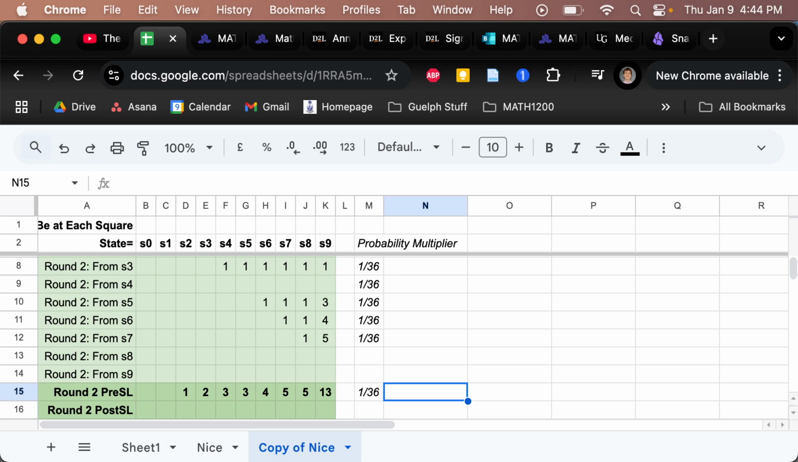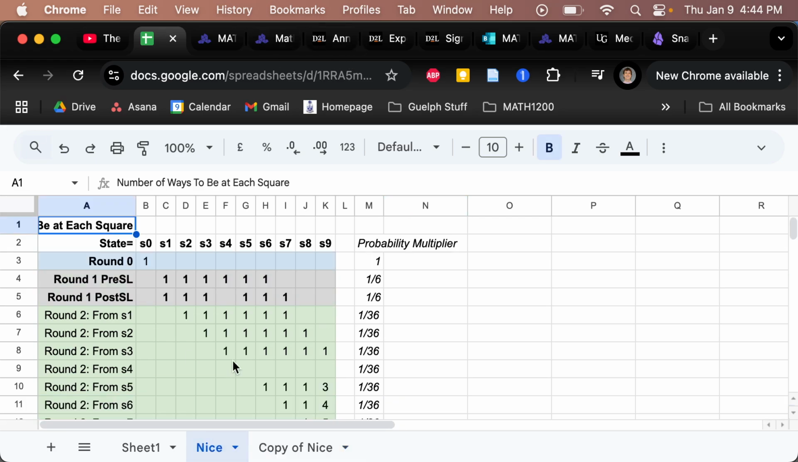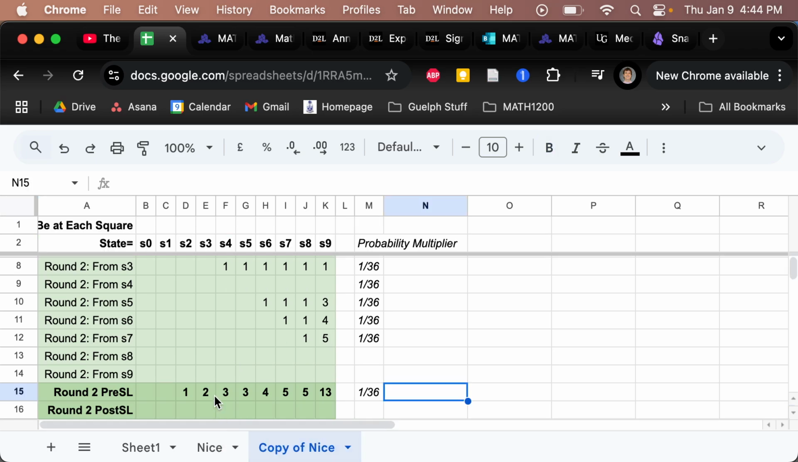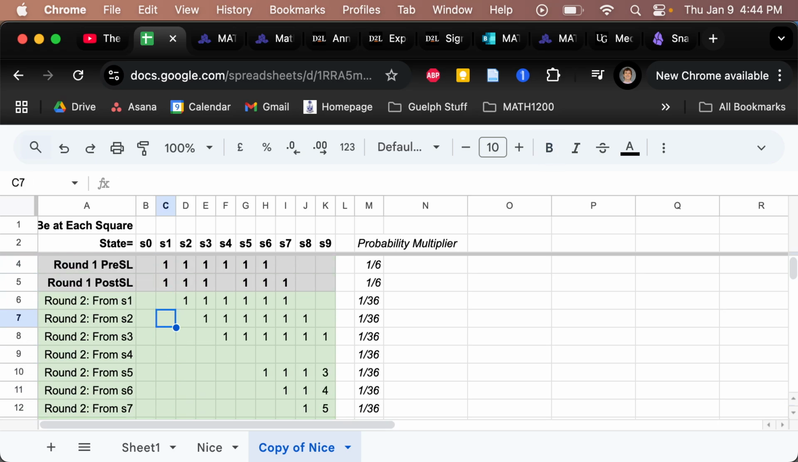Let's also do a sneaky check. I did it at home. Okay. 1, 2, 3, 3, 4, 5, 5, 13. Okay, great. We did it. All right, so this is before the snakes and ladders are applied, and we did it by doing this sort of addition thing.